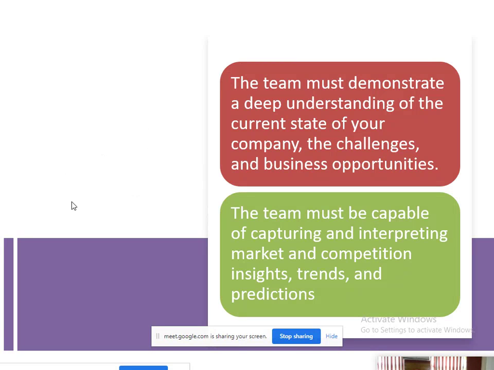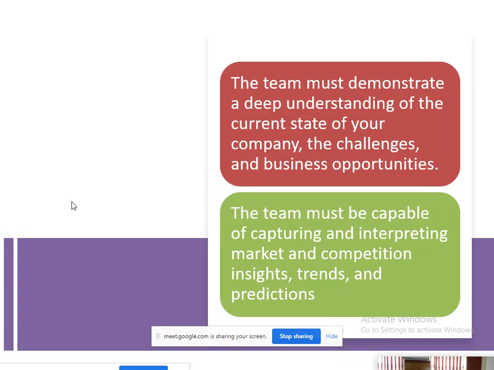Next, the team must demonstrate a deep understanding of the current state of your company, the challenges and business opportunities. Definitely, to go through this part, you must first look at yourself. That means you must see your company. What is your company giving to the customers or the client? After that, you must compare your company with other companies, and see what the challenges and opportunities for the company are.